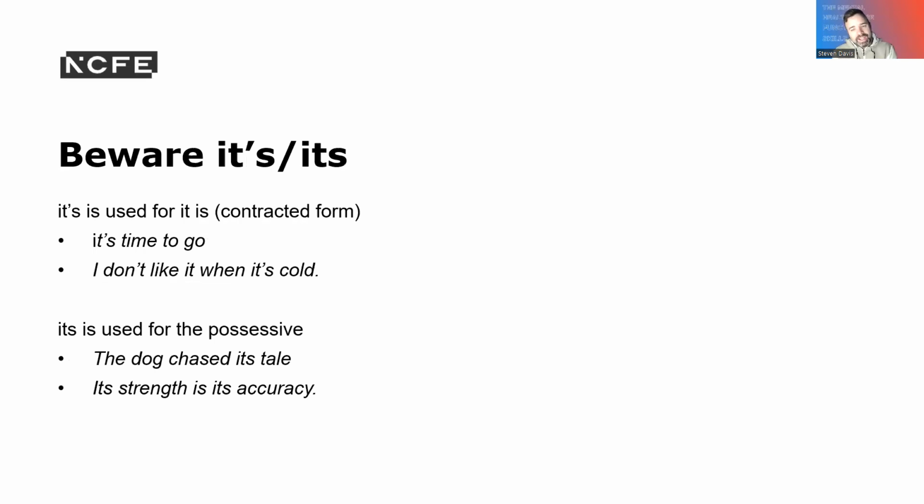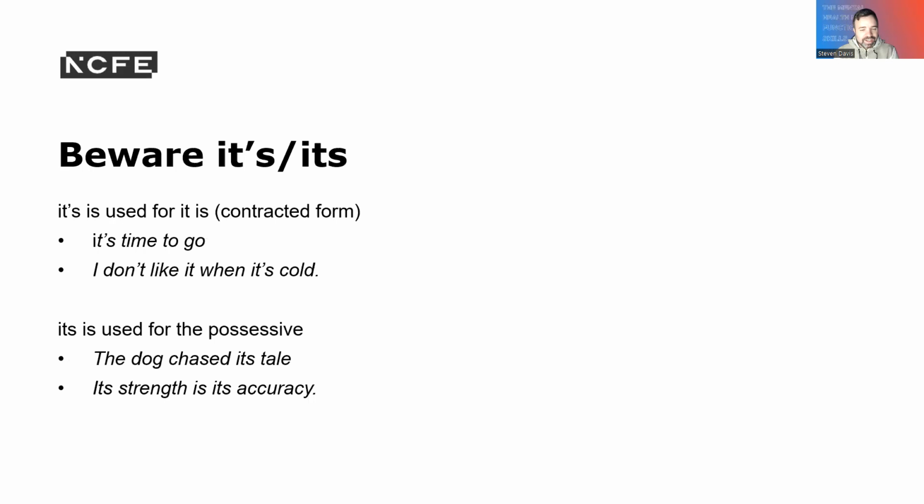So beware of it's and its. It's is used for it is. So it's time to go, or it is time to go. I don't like it when it's cold, or it is cold. Does that make sense? So it's is used for it is. It's time to go. I don't like it when it's cold.